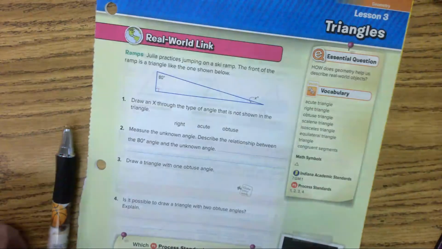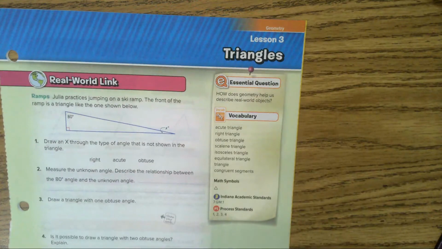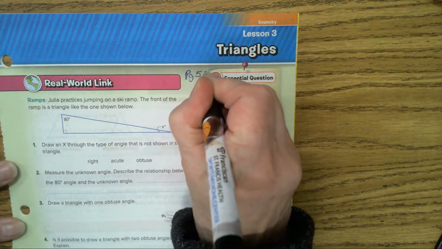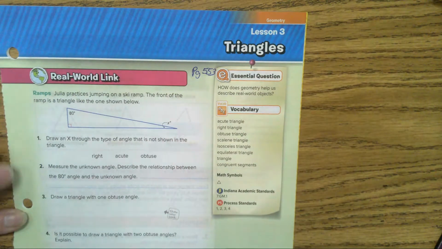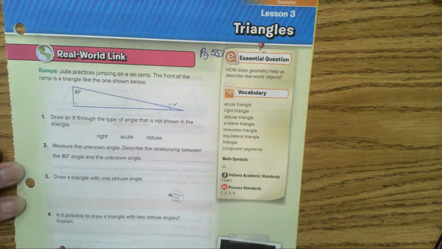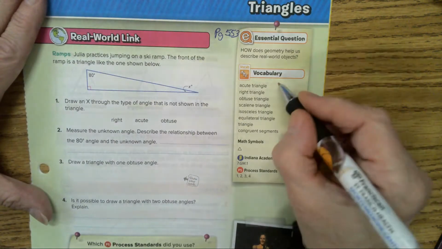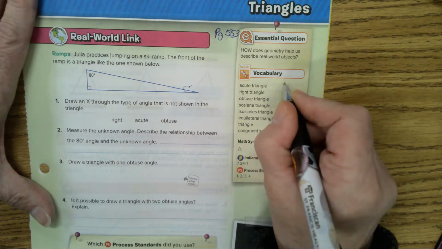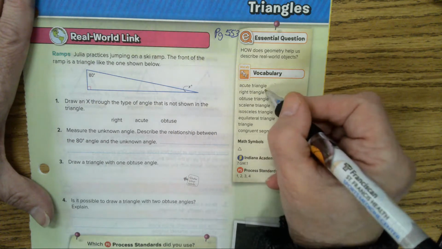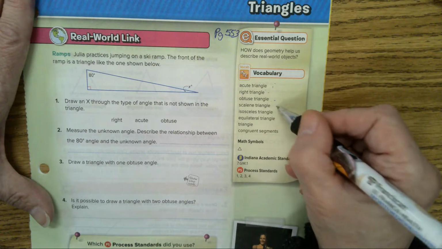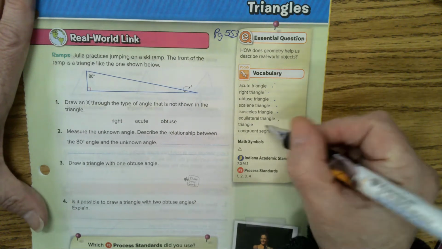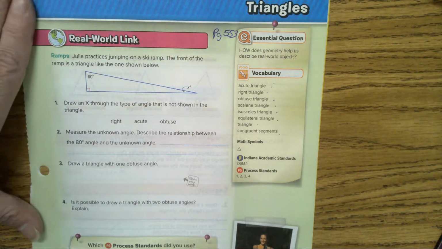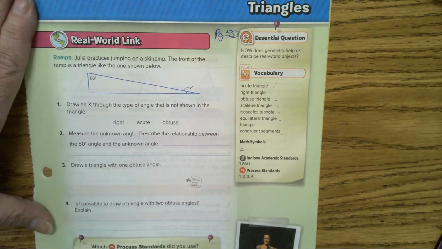Okay, triangles, page 555. All right, let's start at the beginning and make sure we know all of these words. An acute triangle is a triangle that has acute angles. We're going to talk about all of these: acute, right, obtuse, scalene, isosceles, equilateral, just the plain triangle, and congruent segments. You should already know a lot of these things, but we're going to go over them quickly just to make sure everyone knows about them.